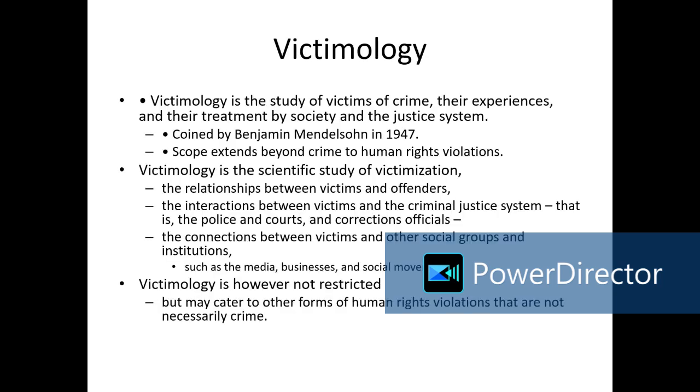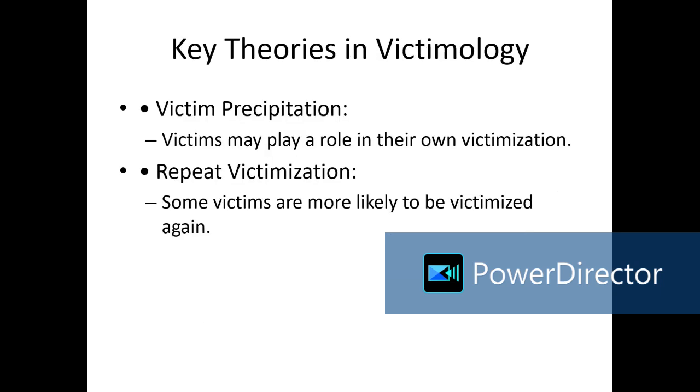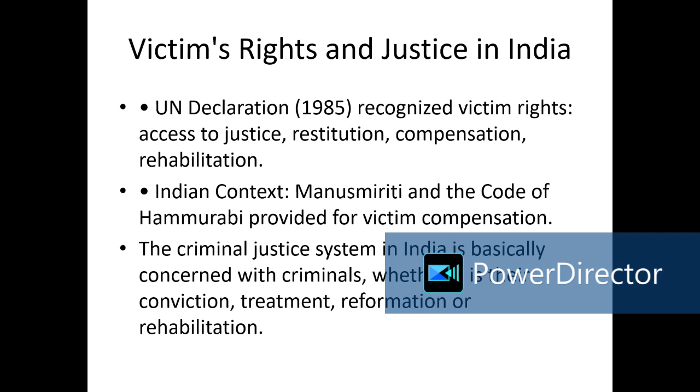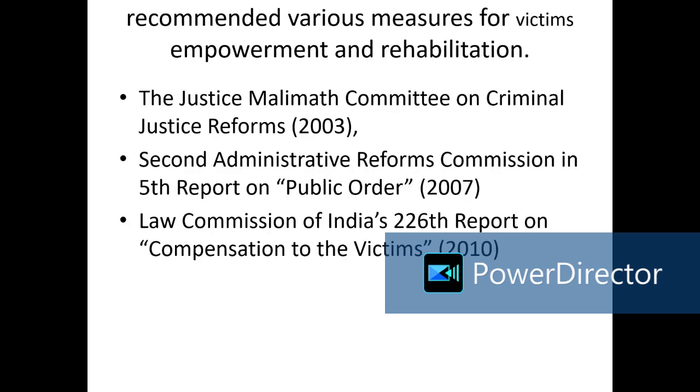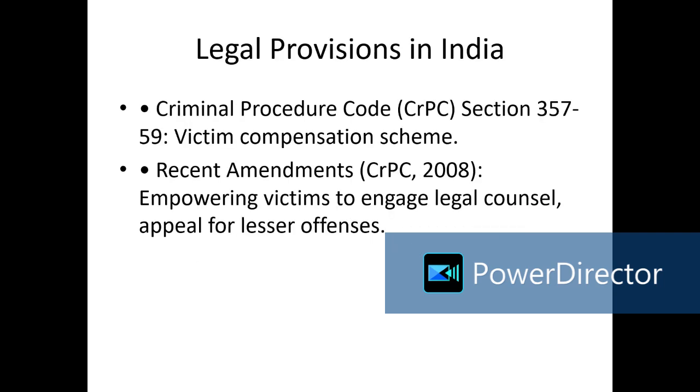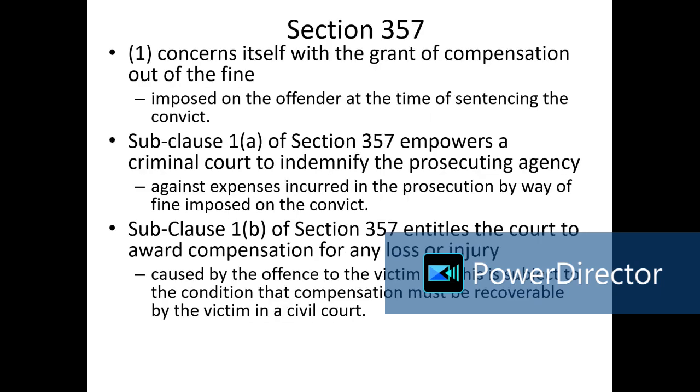Now assistance, what do we mean? In terms of material, medical, psychological and social assistance, through governmental, voluntary, community-based means. That means even NGOs can come forward to help the victims. It can be medical help, or psychological counseling, or social assistance where some job or some occupation is given to the victim. That is what is meant by assistance.